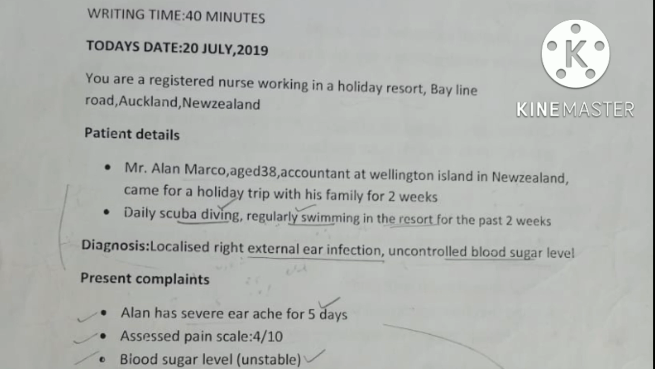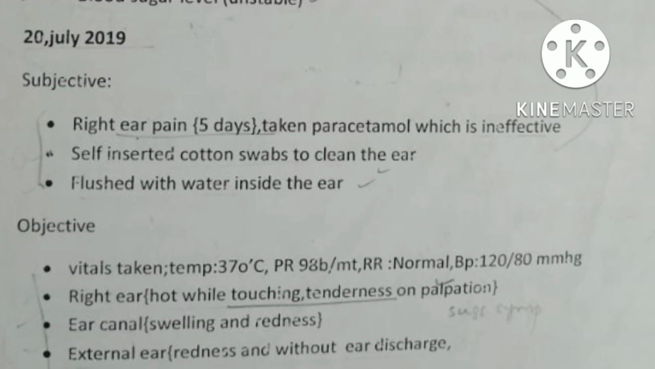Present complaints: Alan has severe earache for 5 days. Assessed pain scale 4 out of 10. Blood sugar level is unstable. So these are the information we got. Let's go on. What are the subjective findings? Right ear pain for 5 days. Taken paracetamol which is ineffective. Then self-inserted cotton swabs to clean the ear. Flushed water inside the ear.